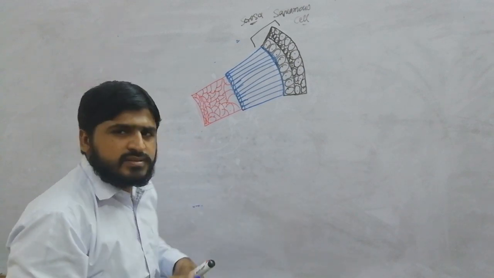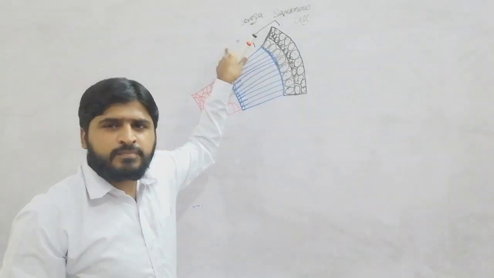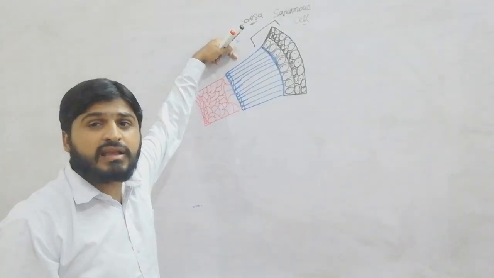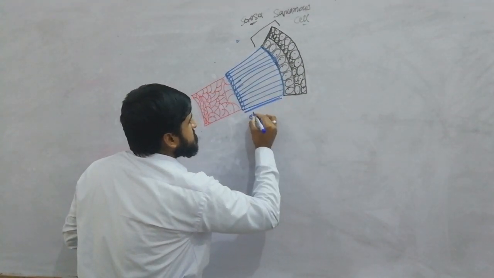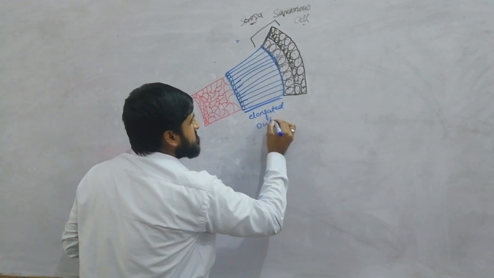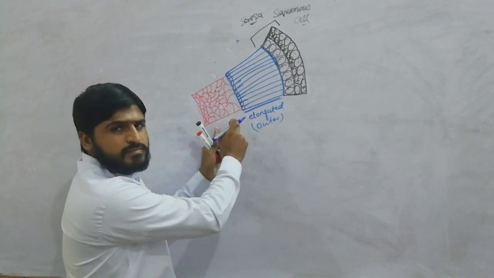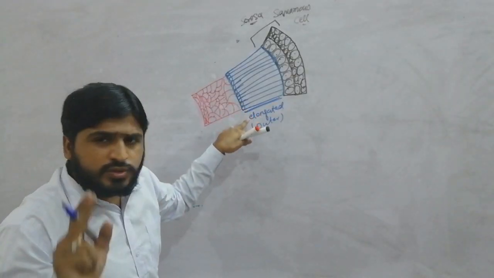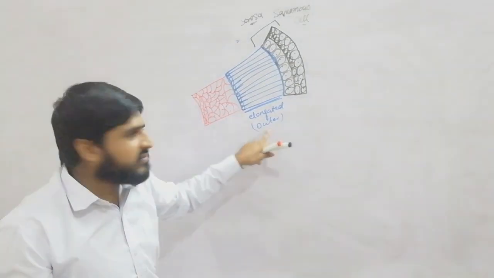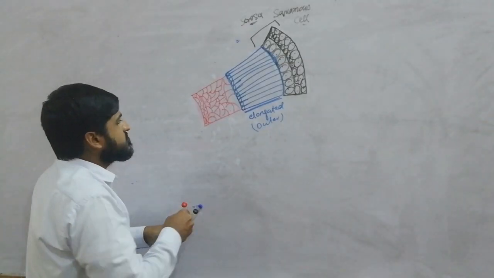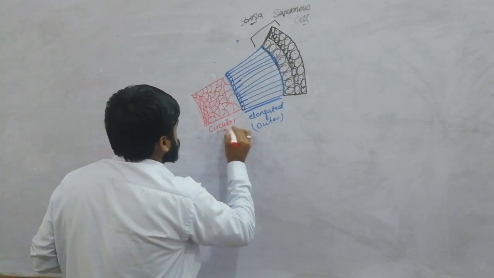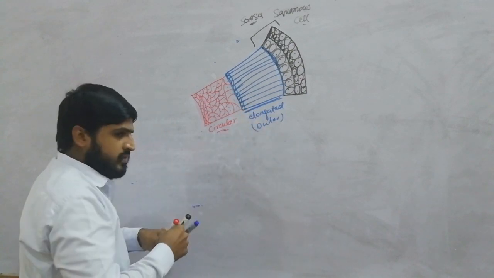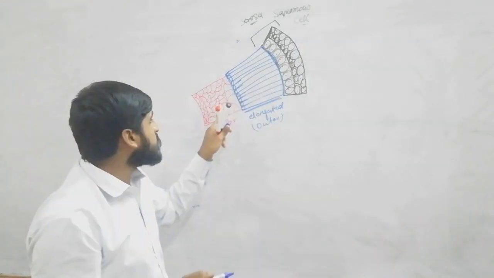Next is the muscularis, after the outermost serosa. Muscularis contains two layers, a double layer. In the muscularis, this is the inner and this is the outer. The outer is elongated, while the inner is circular.